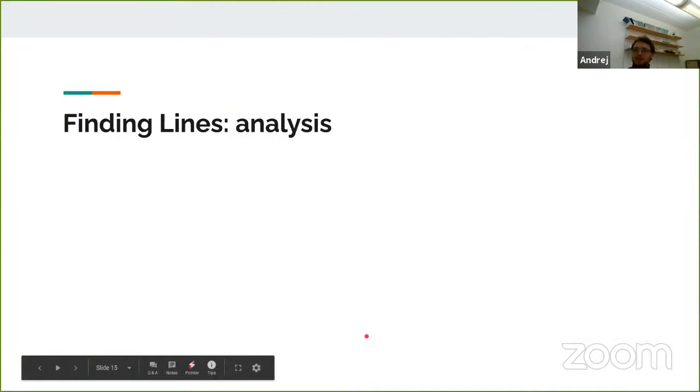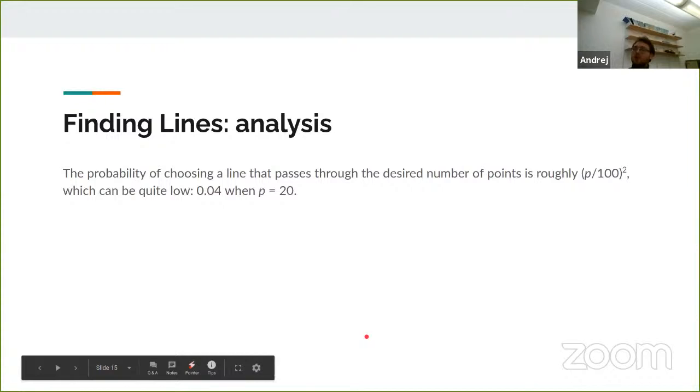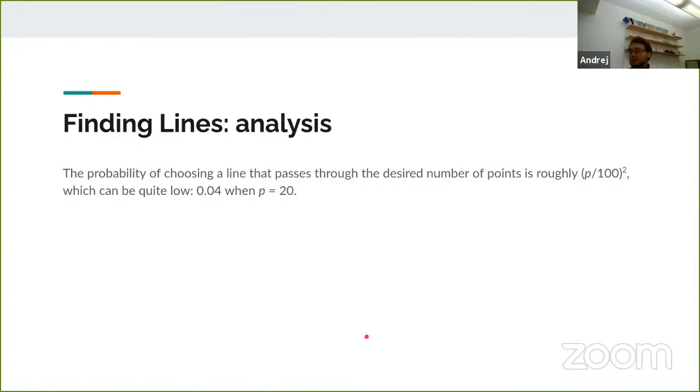But let's see how well this works. The probability of choosing a line that passes through the desired number of points is roughly (p/100) squared. So when p is 20, you plug this in and you get a probability of 0.04. That is very low. But once again, don't think about the probability of success in an individual run. Think about the probability of failure in an individual run. The probability of failure is 0.96. If you repeat it an adequate number of times, you get a very low probability of all of the runs failing.